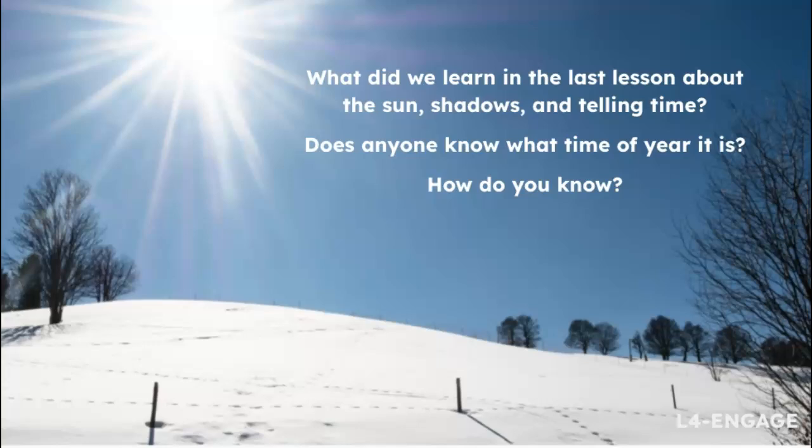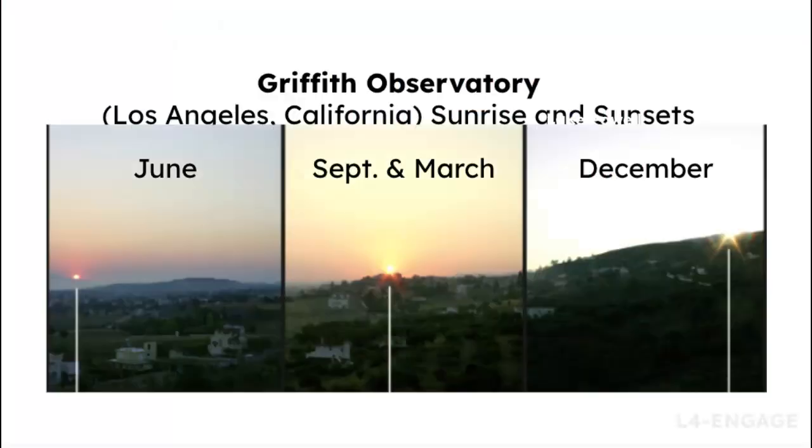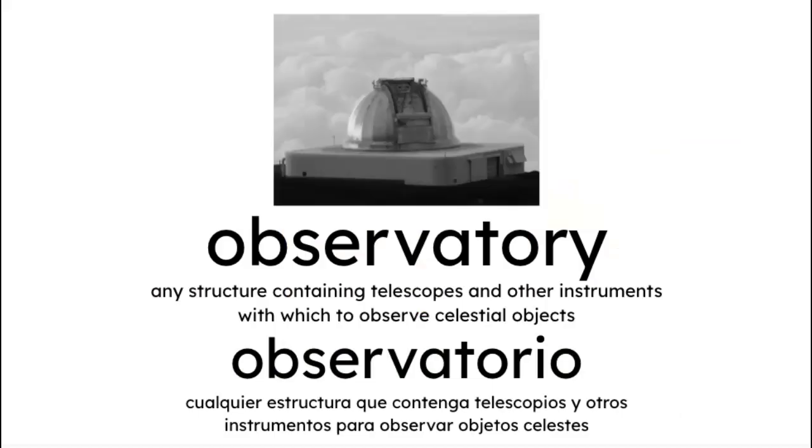To begin the Engage portion, you'll ask students about what they've learned in the last lesson and how you might know what time of year it is. You'll project images that show the position of the sun over different times of the year. You can post and discuss the observatory vocabulary card.